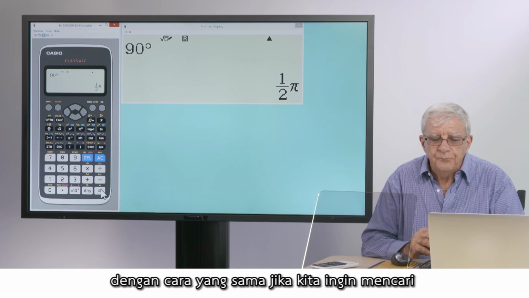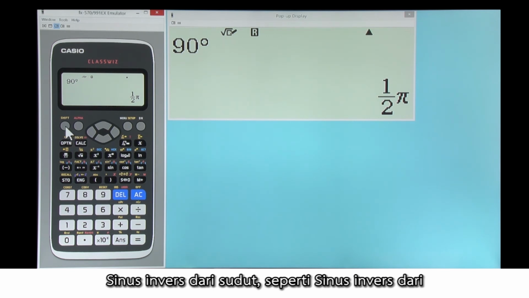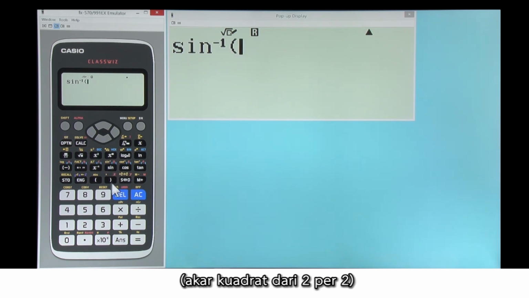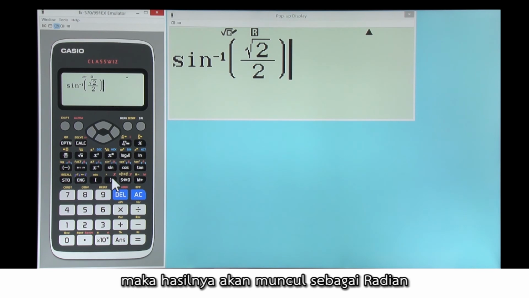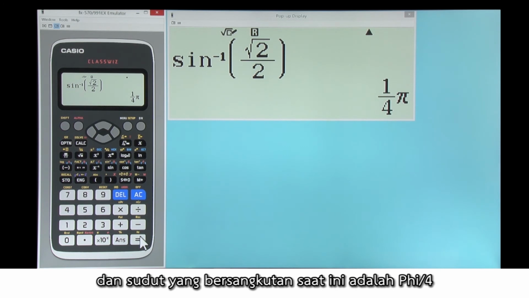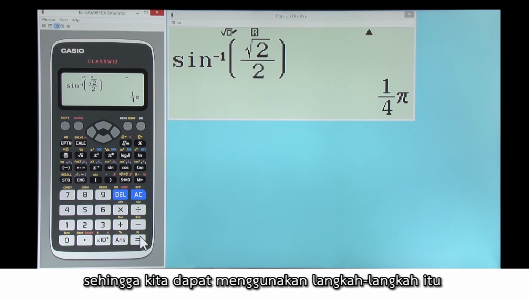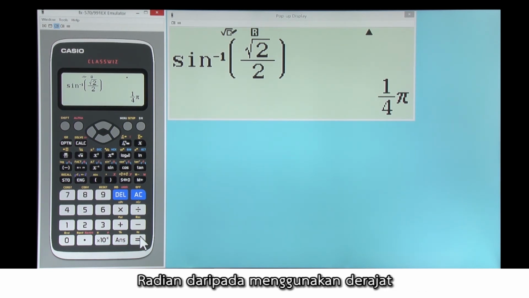Similarly, if we find the inverse sine of an angle, like the inverse sine of the square root of 2 over 2. It's a complex expression that we can calculate on ClassWiz. Then the result will come up as radians, because the ClassWiz has been set to radians, and the angle concerned this time is pi over 4. So we can use those measures and of course study the same properties as we did for sines and cosines, using radians rather than using degrees.